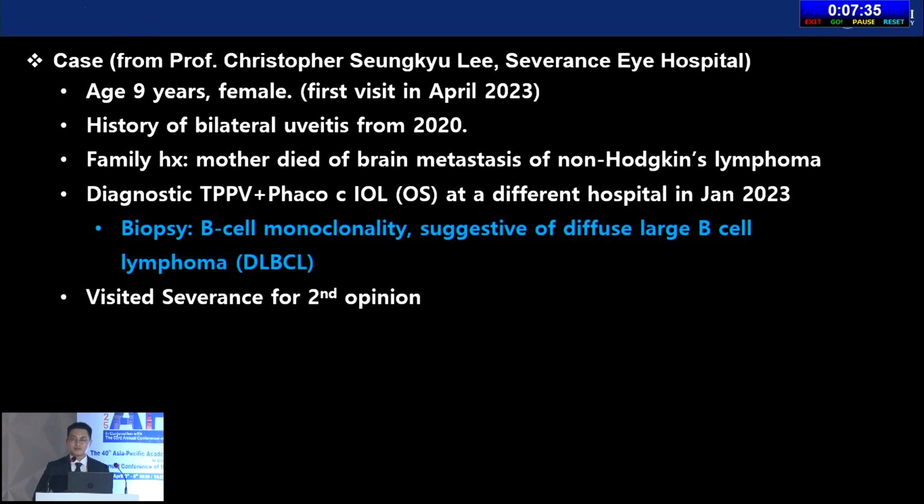This case is from our Professor Christopher Lee, and it's a 9-year-old female who first visited us in April 2023. She had a history of bilateral uveitis from 2020, and sadly her mother died of brain metastasis of non-Hodgkin's lymphoma. She had undergone diagnostic vitrectomy at a different hospital 3 months ago, and the biopsy showed diffuse large B-cell lymphoma. She visited us for a second opinion.